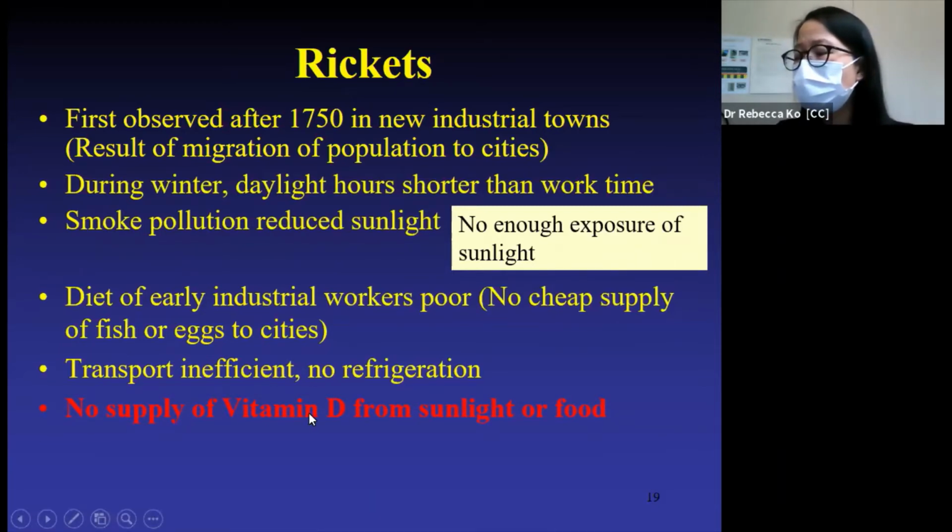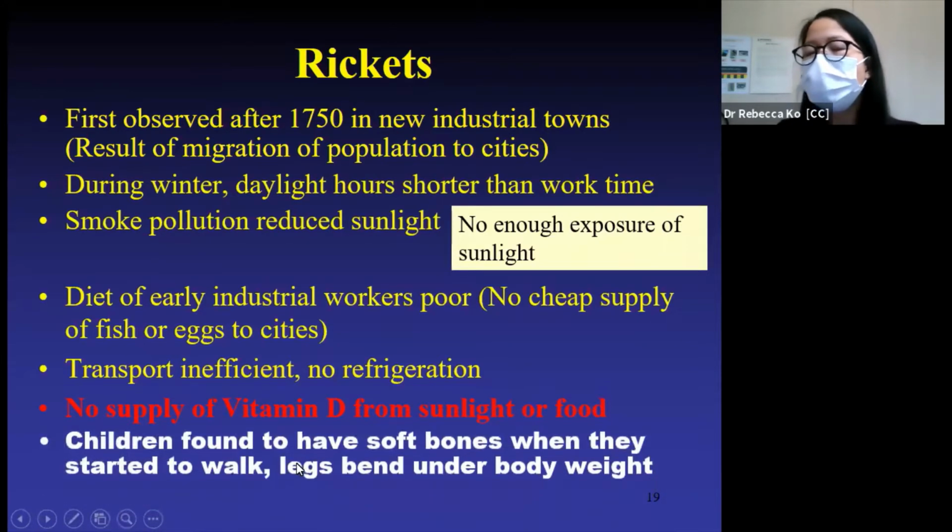No surprise, without vitamin D from sunlight or the food source, the result was that over that time, children were found to have soft bones, and when they started to work, they couldn't do that. So they would have bent legs.